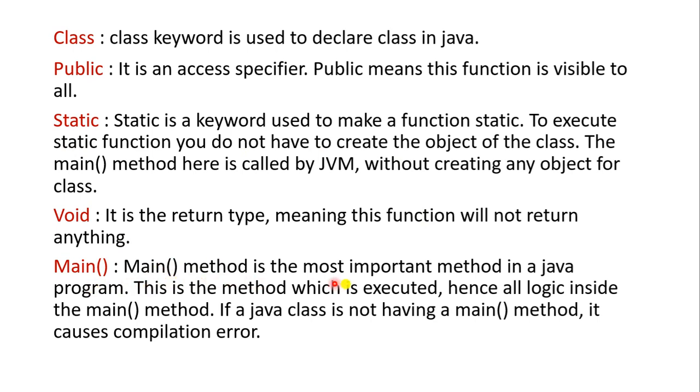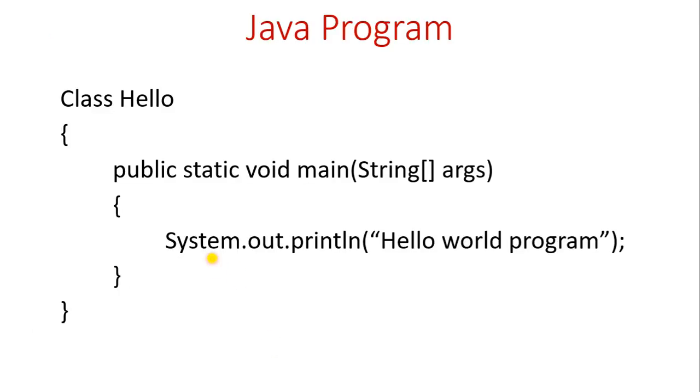The main method is the most important method in a Java program. This is the method where all the logic is executed. If a Java class does not have a main method, it causes a compilation error. One thing I want to tell you: the program starts execution from the main method only, and the program ends its execution in the main method only.